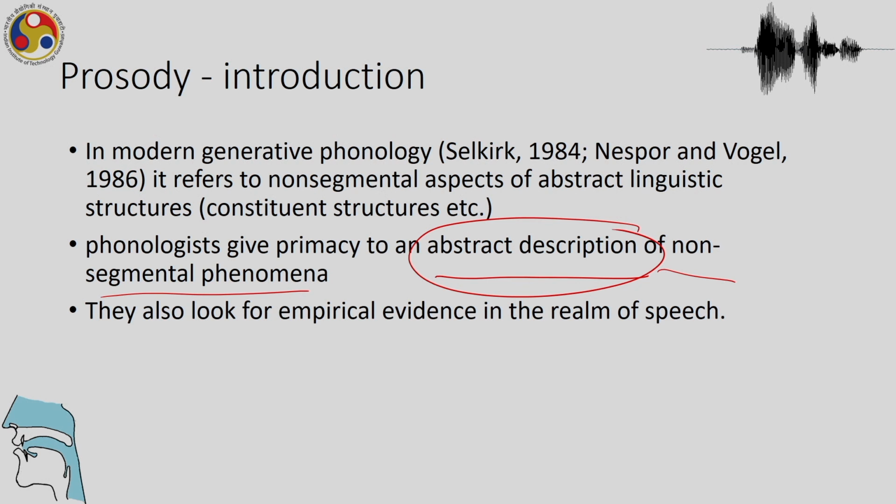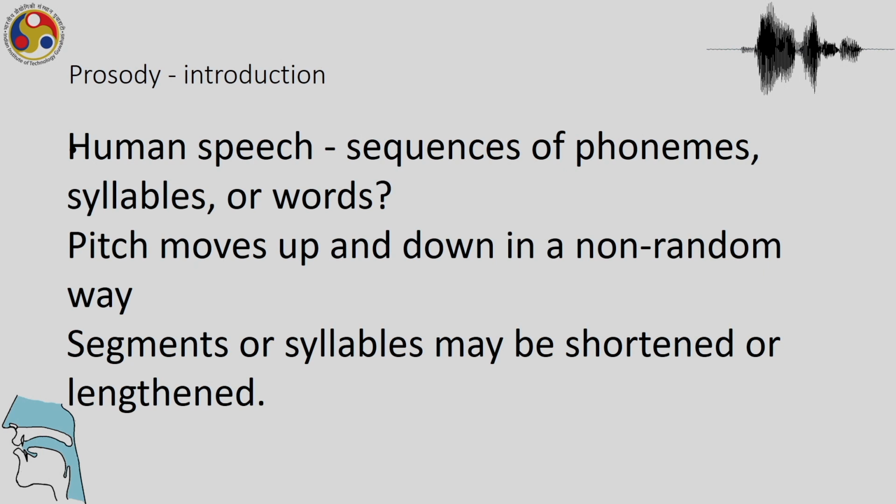So, while they look for abstract descriptions, abstract generalizations or abstract analysis, they also look for empirical evidence in the realm of speech. And while we talk about prosody, we need to know about human speech. What is the sequence of phonemes, syllables, or words? What happens at the level of pitch? Pitch moves up and down in a non-random way. Phonologists and linguists have for a long time known that when we make use of pitch in speech, we do not use it randomly.